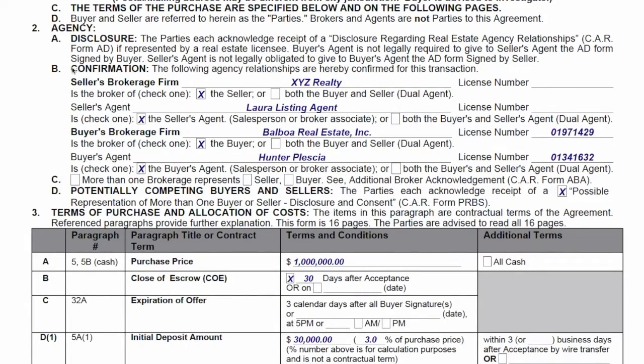Confirmation of agency relationships is going to go here. We're going to put the listing brokerage, the listing agent, their respective license numbers that can be found on the MLS or even the DRE's license lookup feature. Buyer's brokerage, buyer's agent, our license numbers are going here. Now, a lot of agents forget to check these boxes here. You'll want to check these boxes representing the seller, seller's agent. Now, if you're a dual agent, you'll check the dual agent box. Both. That's the dual agent.